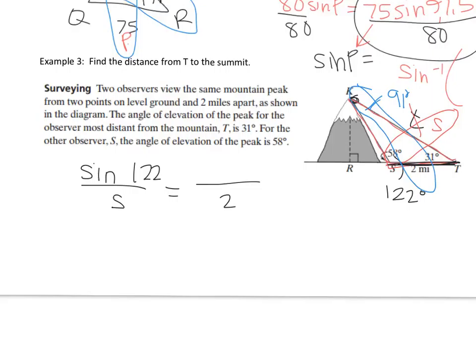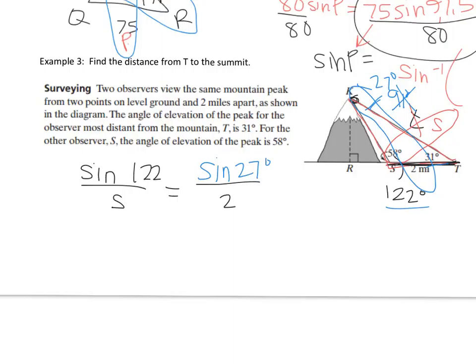Gosh, is that right? Doesn't look like it. Oh, never mind. Wait, I know what I did wrong. I used 58, not 122. So it's 180 minus 122 minus 31. So it's 180 minus 153, which is 27. That makes more sense. So it's 27. So I'm going to do the sine of 27 is to 2.